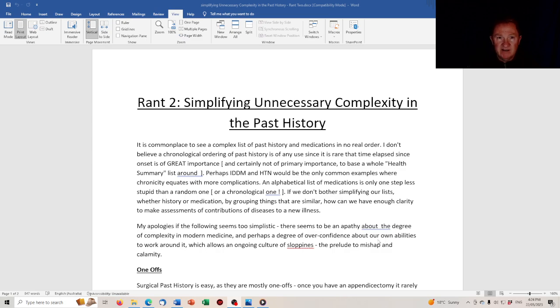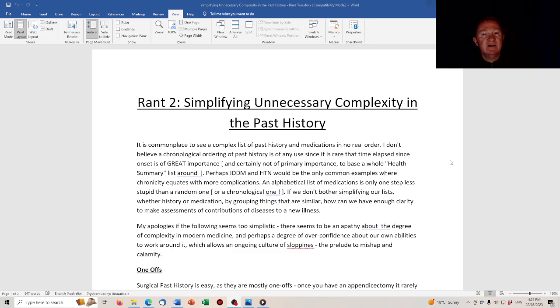So this rant is on unnecessary complexity in the past history. You see GP summaries and they're just all over the place, which is not necessarily their fault. It's often the software that's been developed for them, which is the problem. But the commonplace thing is that you have a complex patient with often quite a vast list of past history and a list of medications in no order. And it's incredibly difficult to wrap your mind around what's going on with the patient.